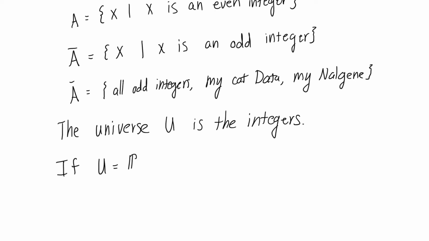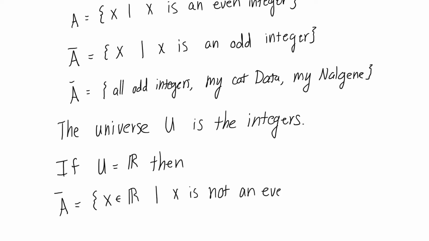If U were to be the set of all real numbers, then using the same A as above, A complement is now going to look quite different. A complement is going to be the set of all x in R such that x is not an even integer. So it's going to be the set of all real numbers, removing any even integers. We end up with a much different set here when our universe changes to be the real numbers versus the set here when our universe is the integers.